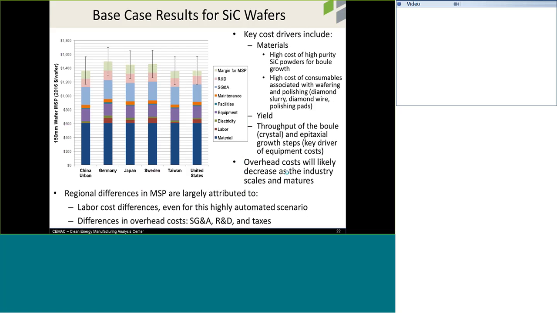The key overall drivers are materials, the high cost of high-purity silicon carbide powders for boule growth, and the high cost of consumables, the diamond wire, the diamond slurry, the polishing of silicon carbide, which is so hard, is a significant player in what the overall material costs are. The lower yields and the longer time for the throughput is also driving the wafer cost. We do believe that the overhead costs will decrease as the industry scales and matures.